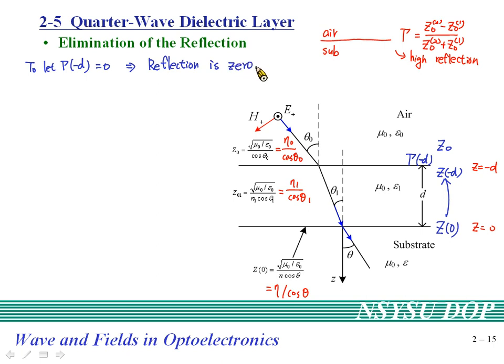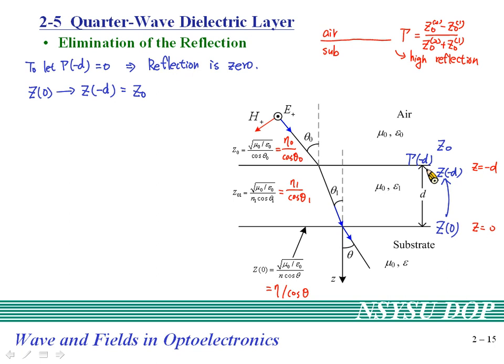Okay? And as I have mentioned, the function of this dielectric layer is that it can transform the wave impedance from Z of 0 to Z of minus d. If we can let Z of minus d be Z sub 0, which is equal to this value, then across this interface there will be no reflection. Okay?